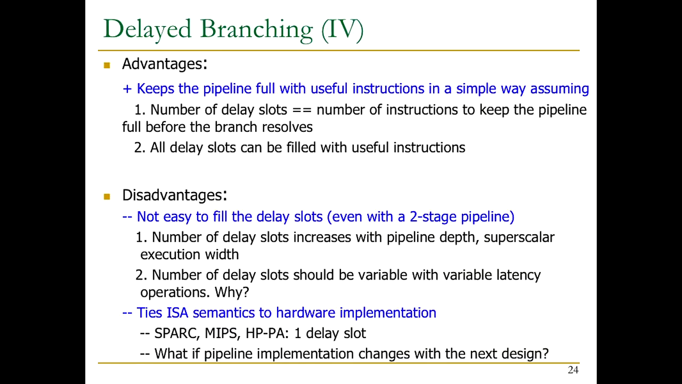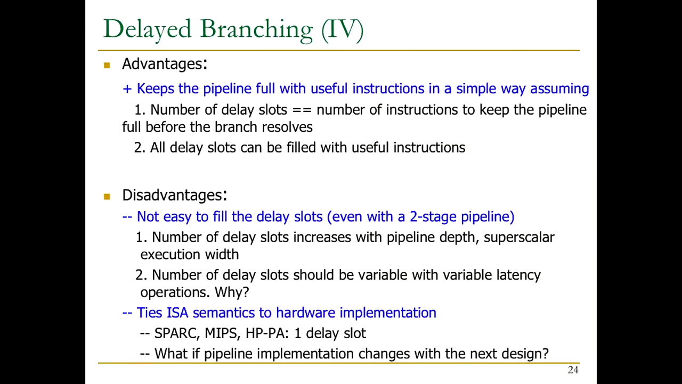Okay, let's get back to the problem that it's not easy to fill the delay slots, even with a two-stage pipeline. Basically, the number of delay slots increases with pipeline depth and superscalar execution width. Remember, in our example, if your n is 20 and w is 5, you have a 100-cycle delay slot. If we cannot even fill a delay slot of one instruction, how are we going to fill a delay slot of 100 instructions? Good luck with that.